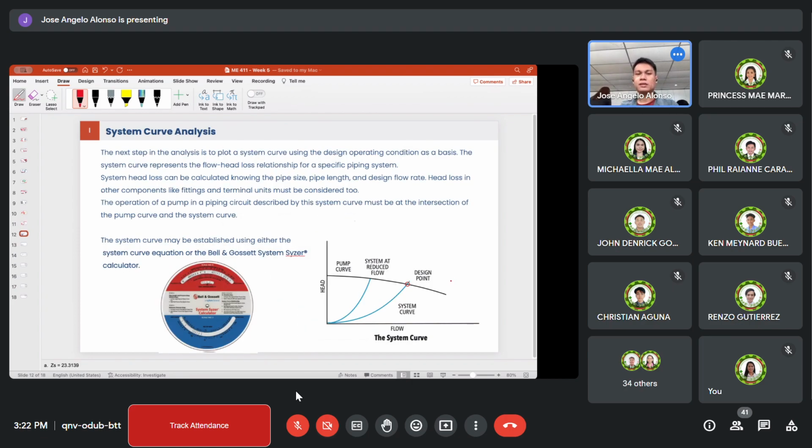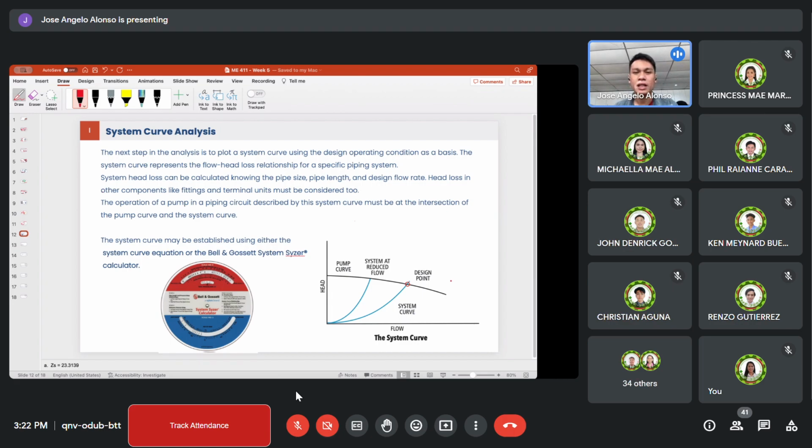Okay? So this is the system curve analysis. Basahin lang muna natin. The next step in the analysis is to plot a system curve using the design operating condition as the basis. The system curve represents the flow head loss relationship for a specific system. So flow head loss relationship, kukunin natin dito yung head losses relative dun sa volumetric flow rate or dun sa capacity ng ating pump.